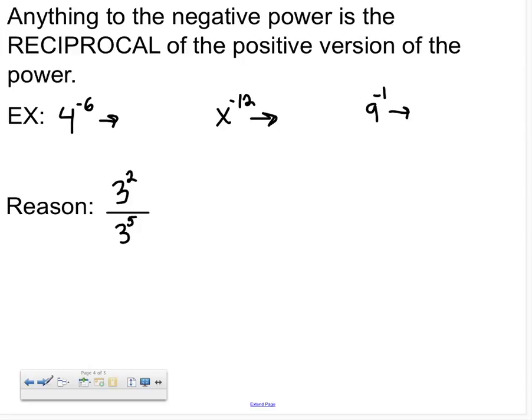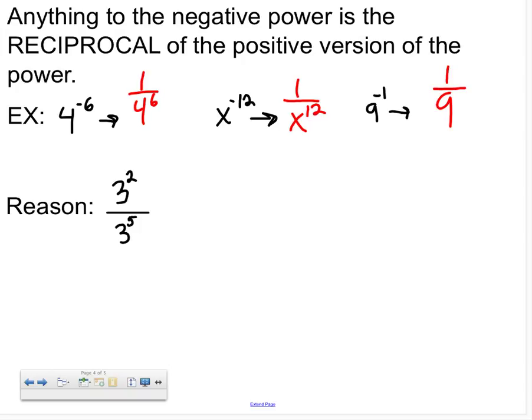So for example, 4 to the negative 6th is just 1 over 4 to the 6th. X to the negative 12th is 1 over x to the 12th. 9 to the negative 1st is 1 over 9 to the 1st, or just 9. So negative exponents are the flipped form of their positive counterparts, essentially. So if you have 4 to the negative 20th, you have 1 over 4 to the positive 20th. So you flip the number from top to bottom, or even from bottom to top.